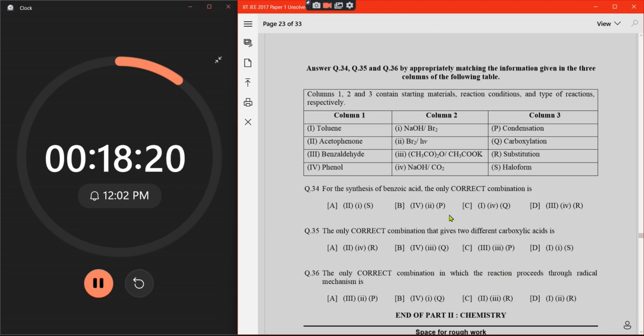For the synthesis of benzoic acid, the correct combination is benzoic acid. Okay, so toluene में benzoic acid निकालना है. Just oxidize करा दो, right? Yes, so NaOH Br2, carboxylation, substitution. Carboxylation looks like a good thing. हाँ शायद से substitution, condensation. No, no, there's no substitution. Carboxylation, which NaOH Br2. That's for haloform though. Br2HB, that's for substitution.